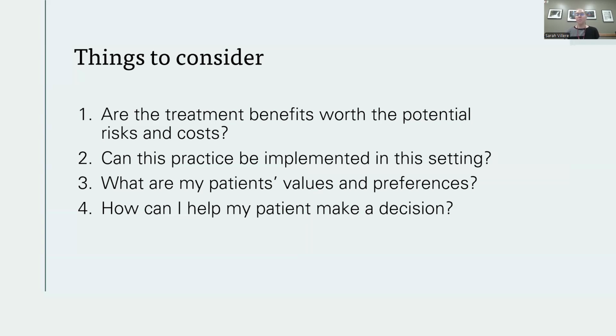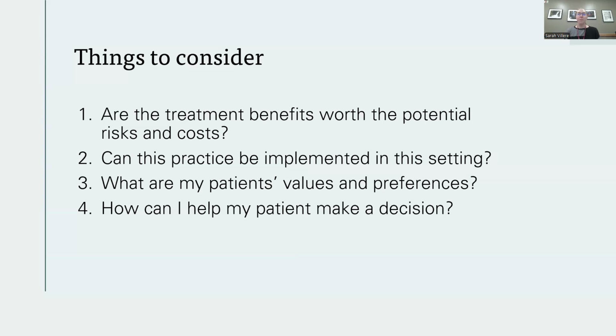So for example, if your patient is a bedbound 95-year-old with advanced dementia and congestive heart failure, the benefits of a knee replacement surgery probably do not outweigh the risks, right? So is it really worth considering that as a viable option? It's something to think about and something that you and the patient need to discuss.